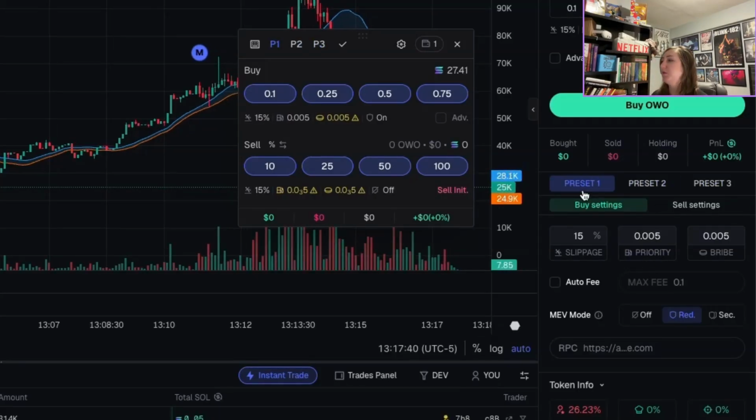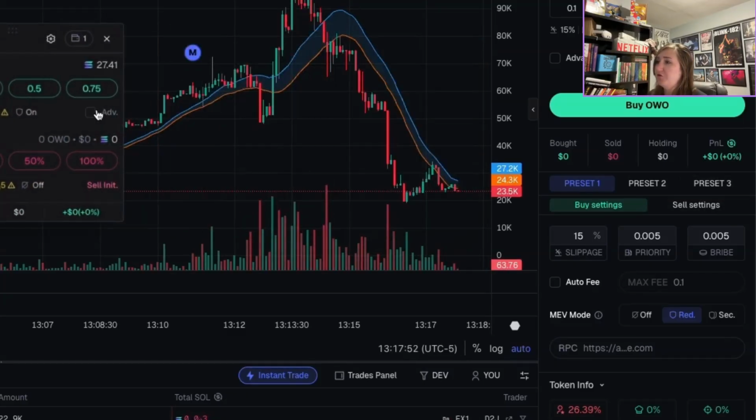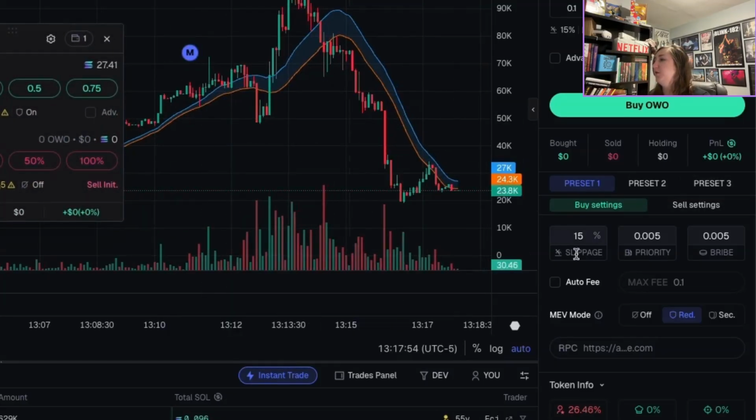Like I said, I would set up a preset 1, a preset 2, a preset 3, 1 for low range volume, 1 for mid range volume, and 1 for higher set volume. And you can adjust as you go. It's really going to depend on how much SOL you're playing with and how quickly the chart is moving. But those are some general settings to get you started.